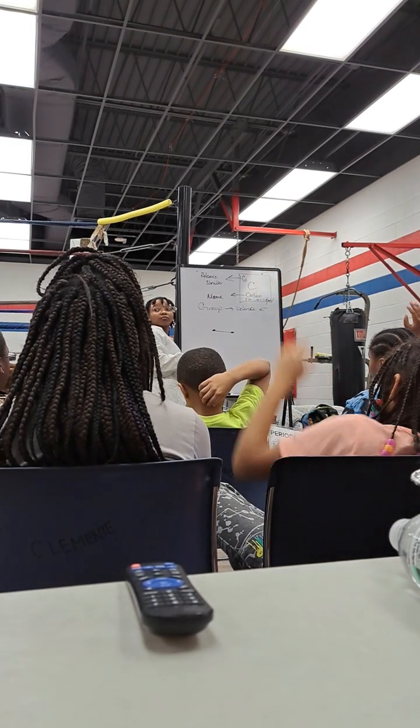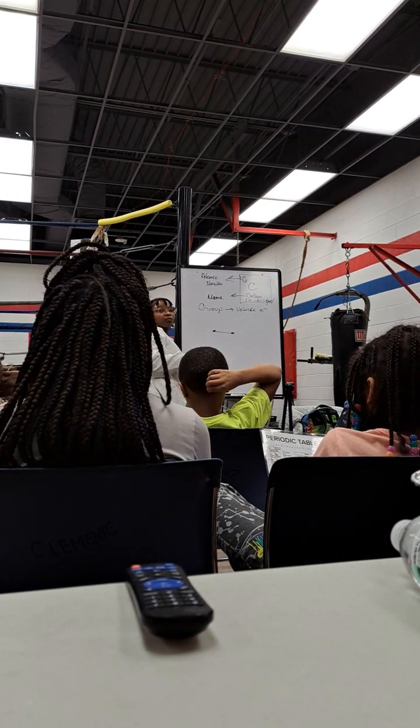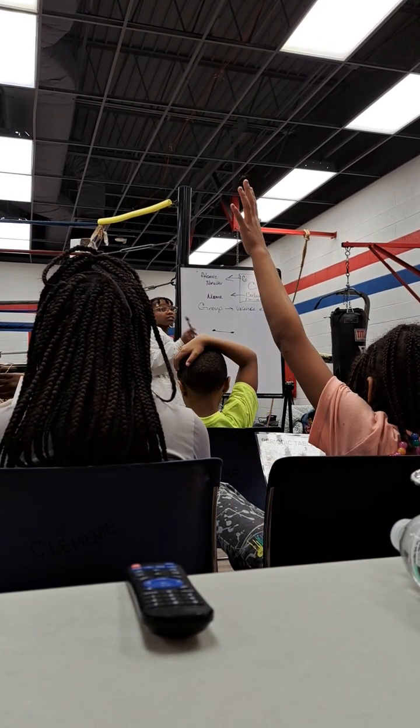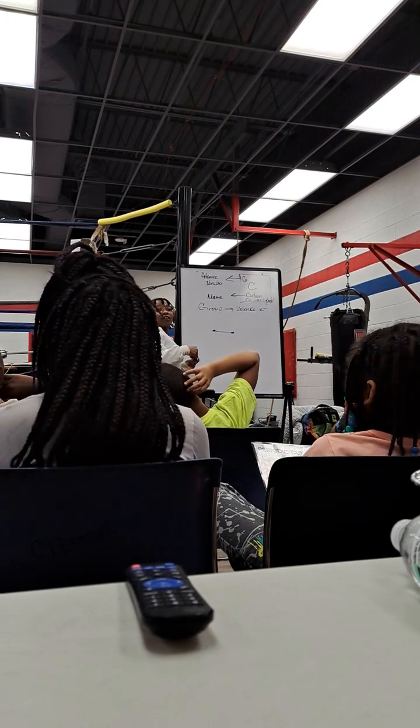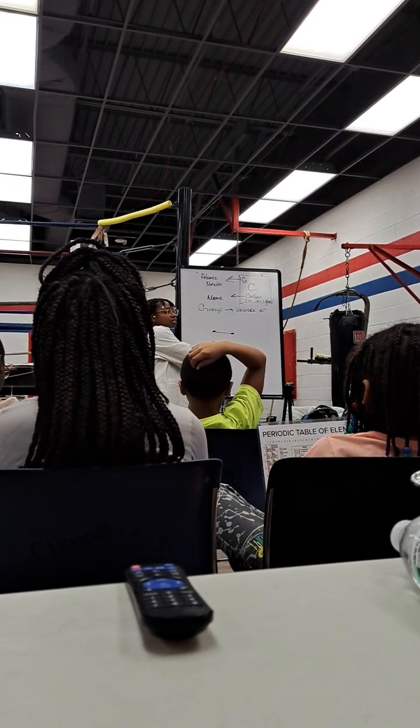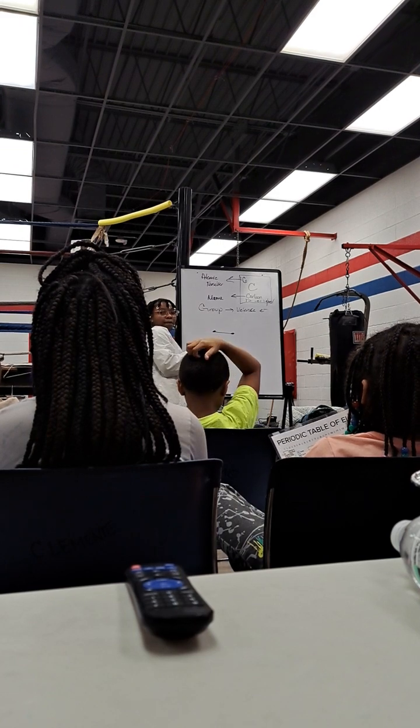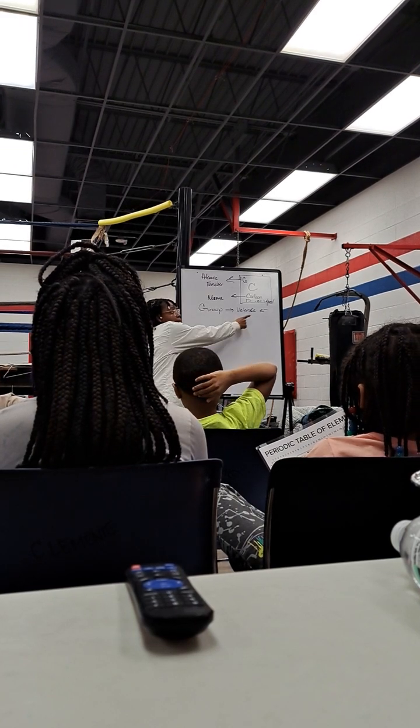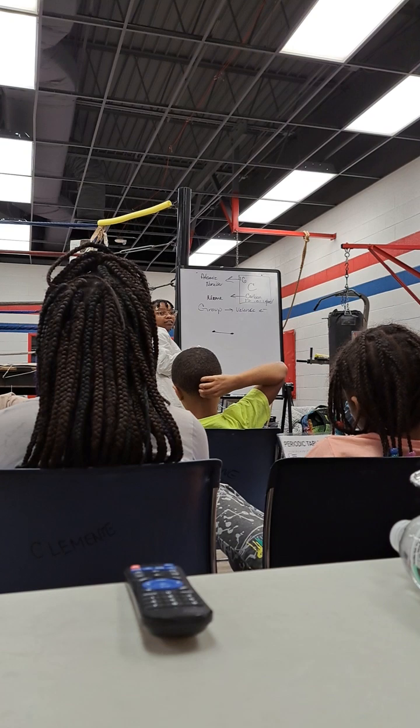What does group number tell you? How many bonds it can make. What else does it tell you? Say it out loud. What do you need to make a bond? Two electrons. So it tells you how many electrons are in the group, right?